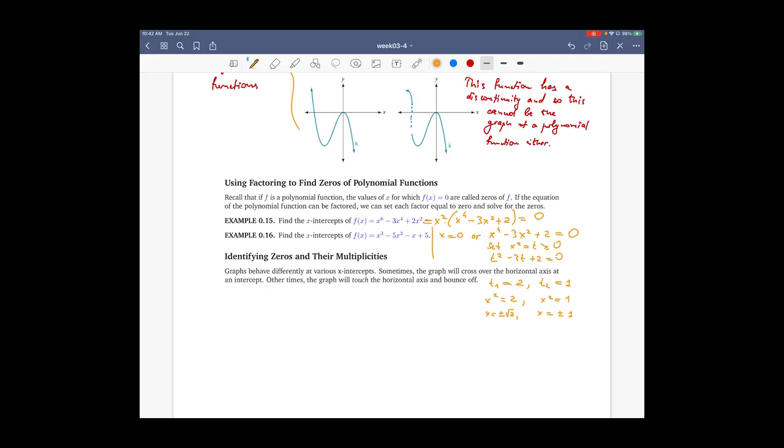So this function f here factors completely. We know it's x squared times x minus 1, x plus 1, x minus root 2, x plus root 2. We have 5 zeros, or 5 roots: plus minus 1, plus minus root 2, and 0.